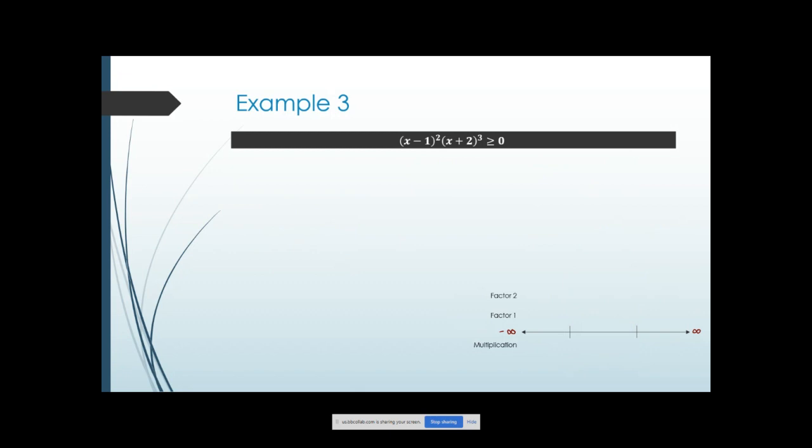why is my pen not working? Let's try this again. x minus 1 times x minus 1, and then x plus 2 times x plus 2 times x plus 2 greater than or equal to 0. And so you would have 5 factors. So I have only 2 here because they're the same number, but if they were different, you would have 5 of them listed, and then you would have 5 different zeros that you'd be looking at.